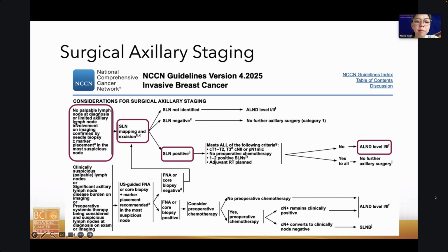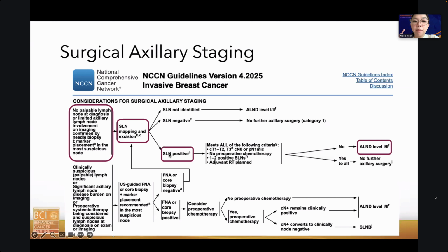So when we say limited axillary node involvement, that means only 1 or 2 abnormal looking lymph nodes on imaging with no palpable lymph node. Okay? So even if biopsy proven, if you only have 1 or 2 suspicious nodes, the patient can actually still go for sentinel lymph node biopsy. And this is because of this.